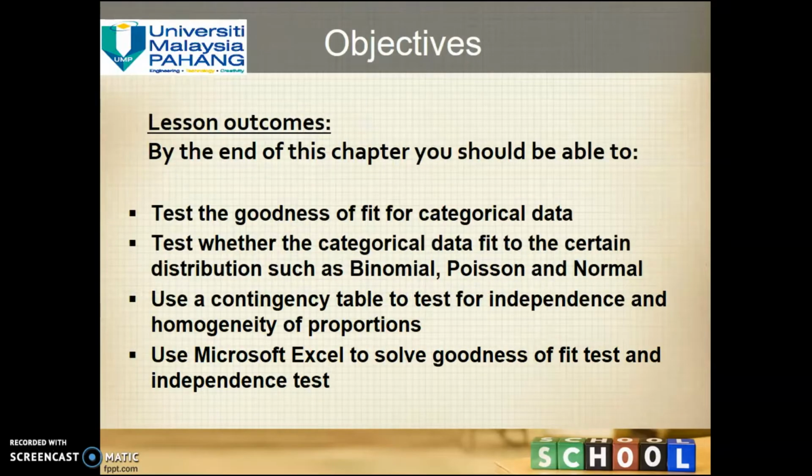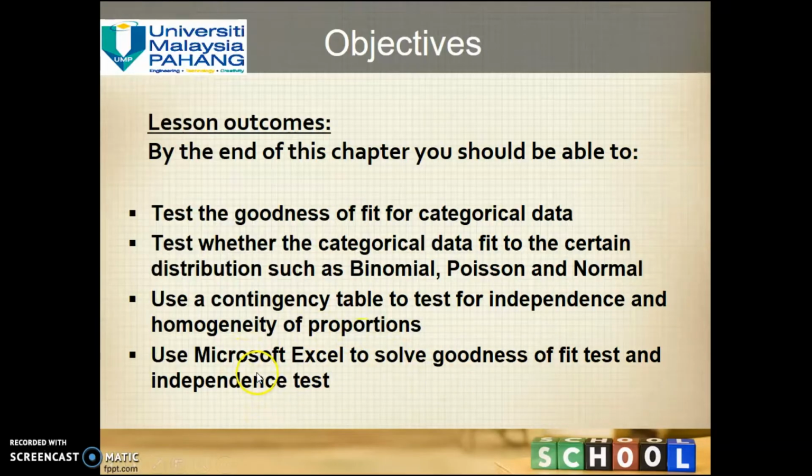The objective of this chapter: by the end of this chapter, you should be able to test the goodness of fit for categorical data, and test whether the categorical data fit a certain distribution, such as binomial, Poisson, and normal. So these two are for 6.1 and these two are for 6.2. Use a contingency table to test for the independence and homogeneity of proportion. Sorry, that is 6.2. And the last one, 6.3, is to use Microsoft Excel to solve the goodness of fit test and the independence test.